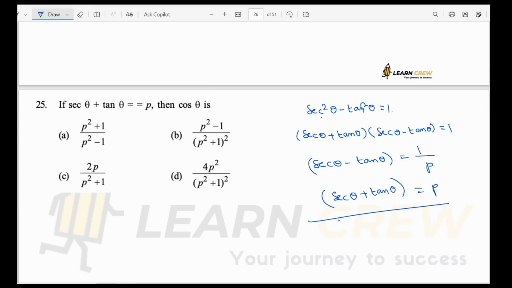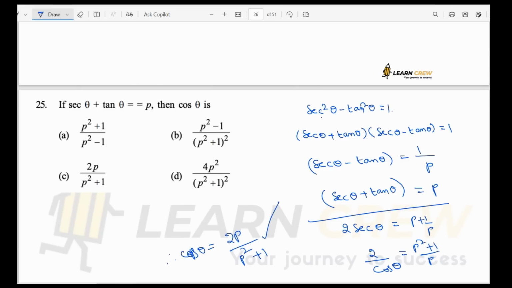I am adding these two. If I add these two, what do I get? 2 secant theta is equal to P plus 1 by P. Yes or no? Secant theta means 1 by cos theta. So 2 by cos theta is P square plus 1 by P. So from this, what will you get? Cos theta is equal to how much? 2P divided by P square plus 1. So the answer is 2P divided by P square plus 1.